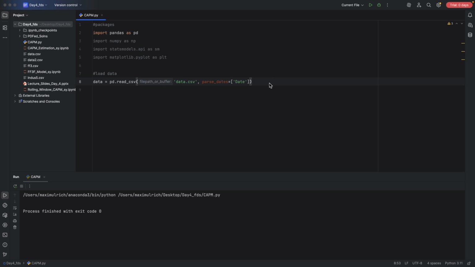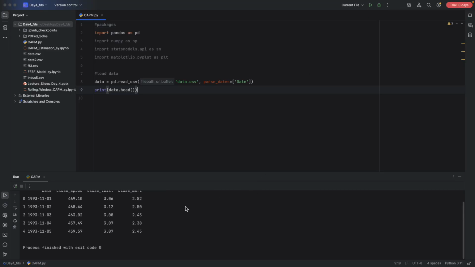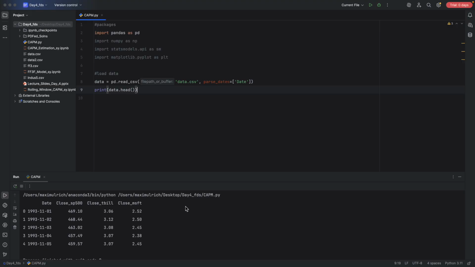Now in the IPython notebook, it's easier to visualize things, but here we can do the same. We know that data.head gives us the first 5 rows, and if we want it on the console, we are putting a print around it. So this is the first thing we do now.